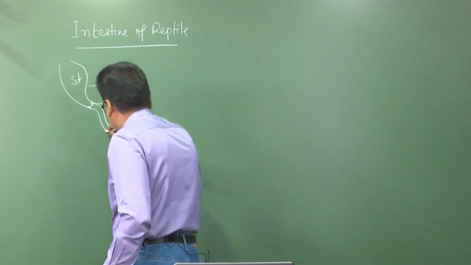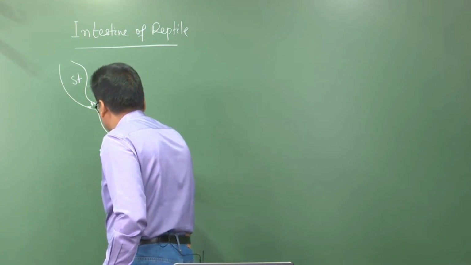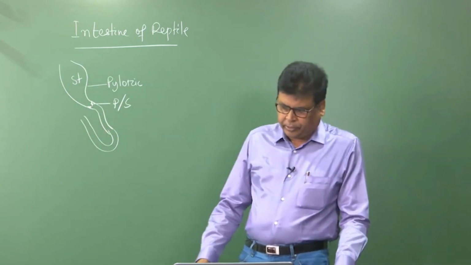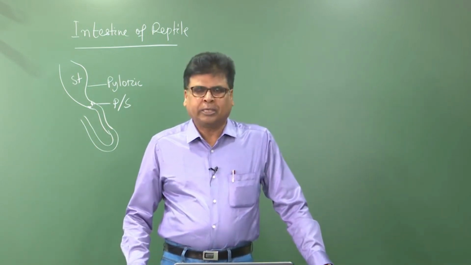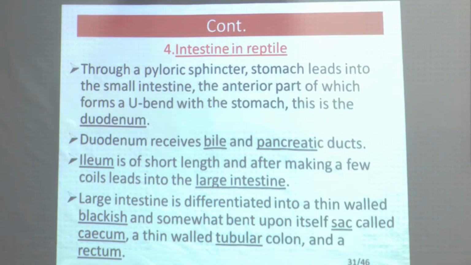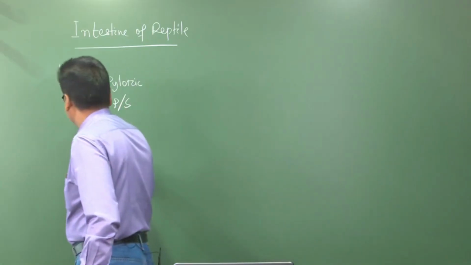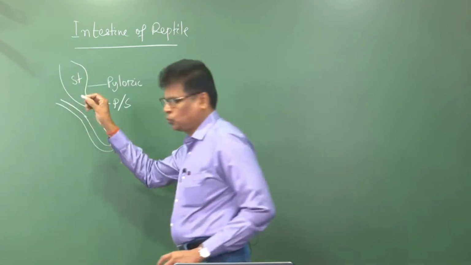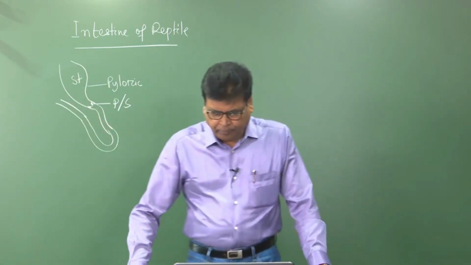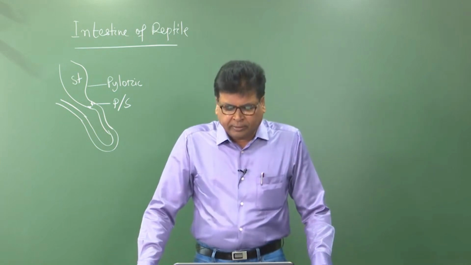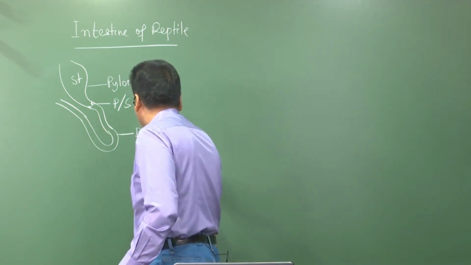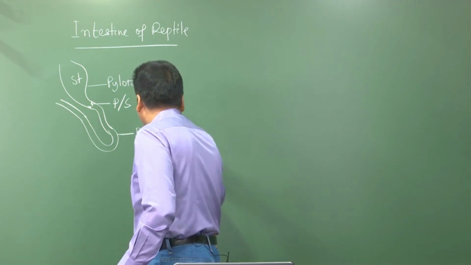The anterior part of the small intestine forms a U-shaped structure. You just imagine, this is the U-shaped structure. The anterior part forms a U bend with that of the stomach. So, you see this is the U and this is the stomach. This part is known as the duodenum in case of reptile.